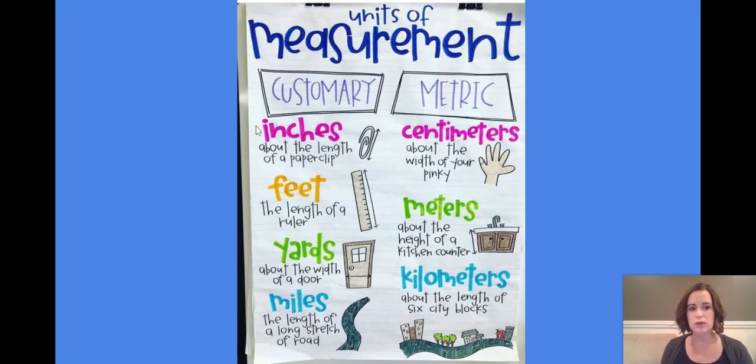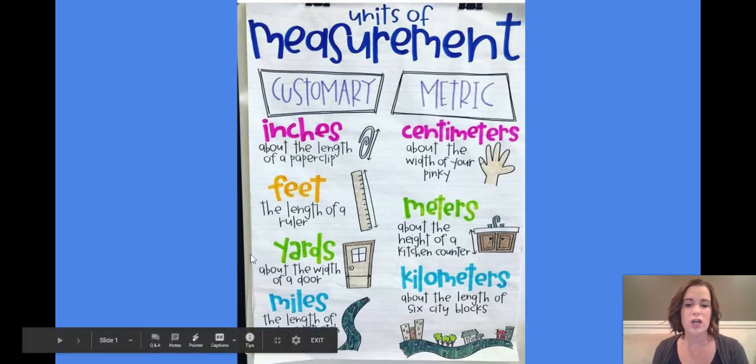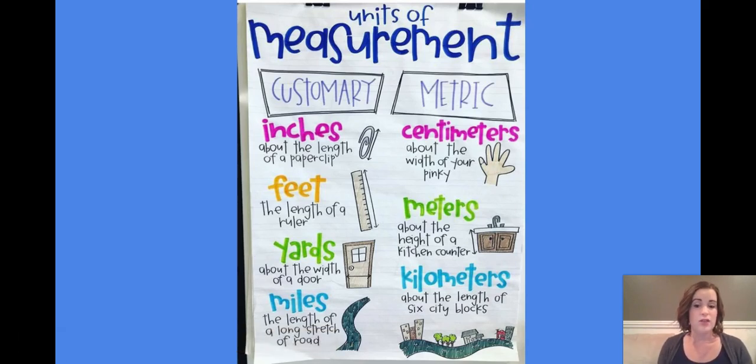So inches, you can think about as the size about a paper clip, okay? And we use a ruler, an inch ruler, to help us measure things in inches. We're also going to be talking about feet today. So feet is about the length of a ruler, okay? It is the length of the ruler, and it's 12 inches long. And then we're going to also be talking about yards. So yards is about the width of a door, okay? So those are the three ones that we're going to be talking about today.